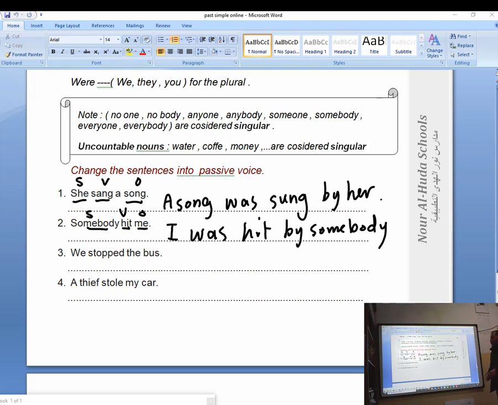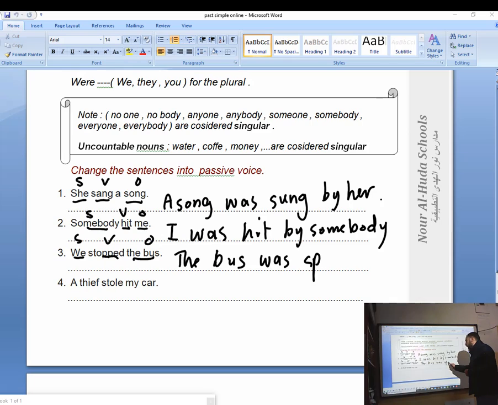Okay. We stopped the bus. We, subject, stopped, verb, the bus, object. We start with the object always. The bus. Then was or were. We use was for the bus because it is singular. The bus was stopped. Verb 3 of stop, stopped. Stopped by us.